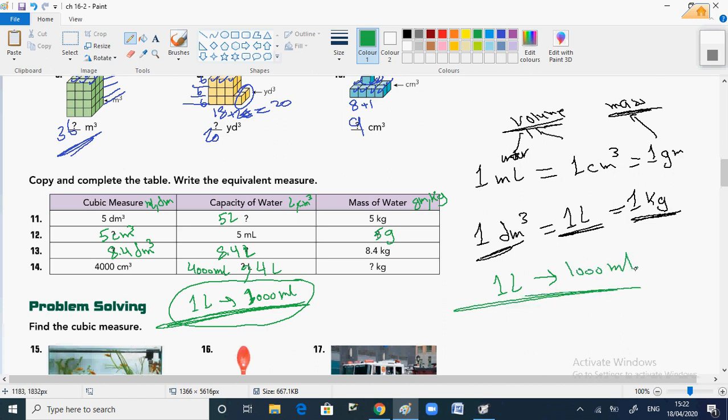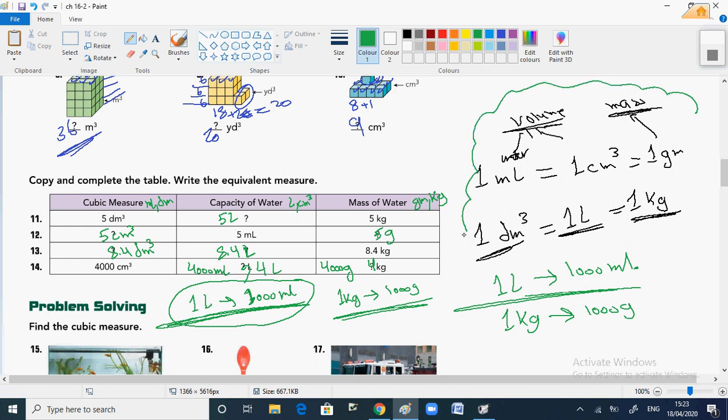Okay, and I can say 4,000 gram, look, or 4 kilogram. Now, each 1 kilogram is 1,000 gram. That means 1 kilogram has 1,000 gram. You have to keep this information in your mind, okay?